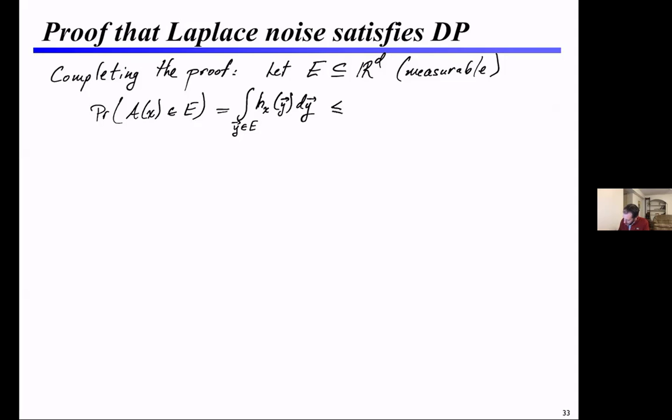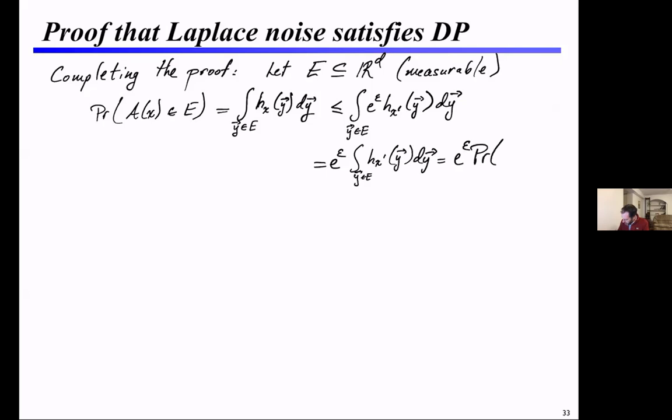And what we said is that, term for term, this is always less than e to the epsilon times what we would get if the density were evaluated for the distribution of A of x prime. Now we can pull the e to the epsilon out front, and what we're left with is just the integral of the density for A of x prime over E, and that's exactly the probability that A of x prime is in E.